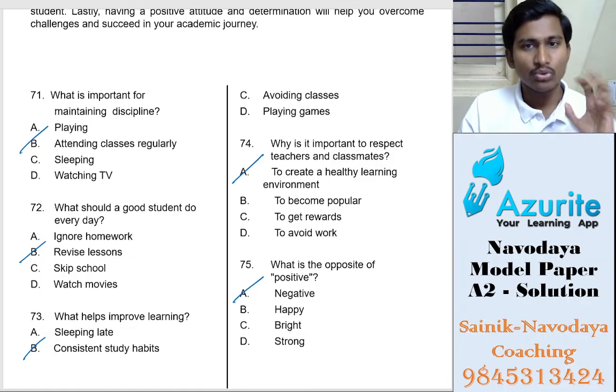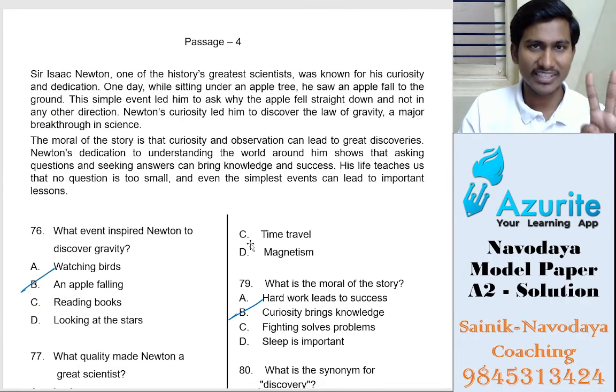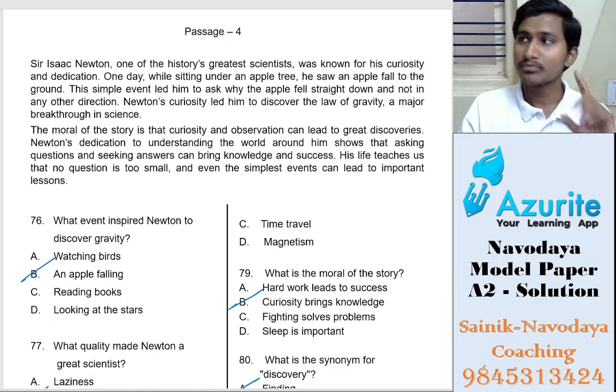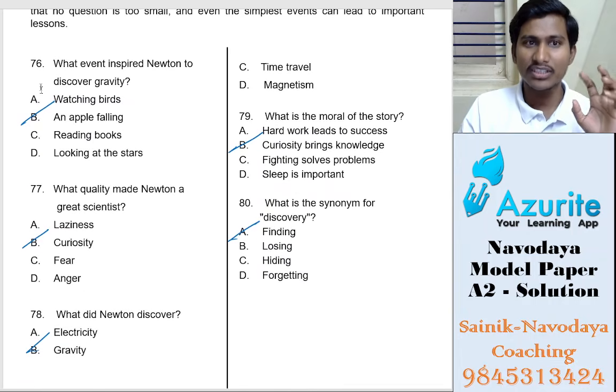Now let's do the next passage, that is the fourth one, the last passage. There will be 4 passages, right? Each passage has 5 questions. Now let's do the next, that is 76. The answer is B, 77 is B, 78 is B, 79 is B, 80 is A.